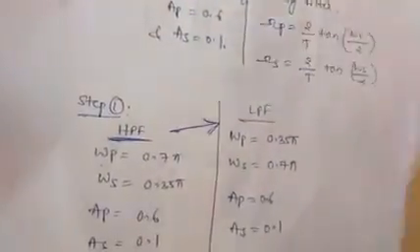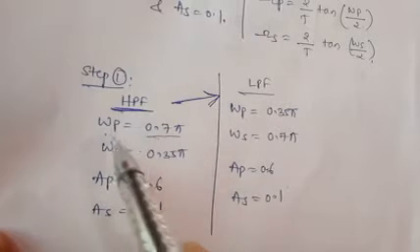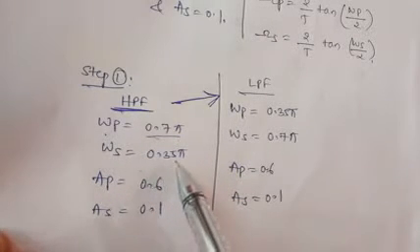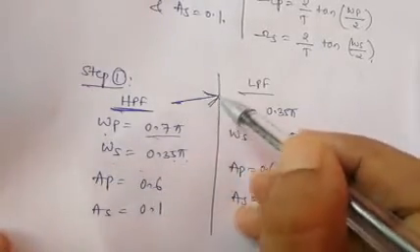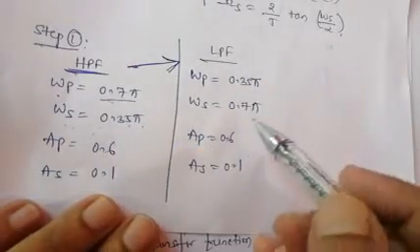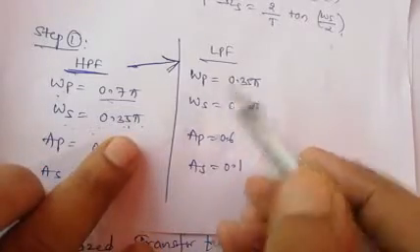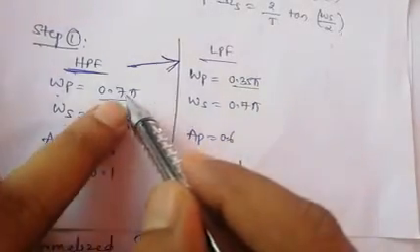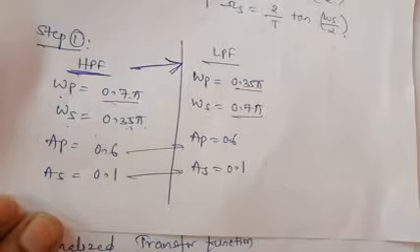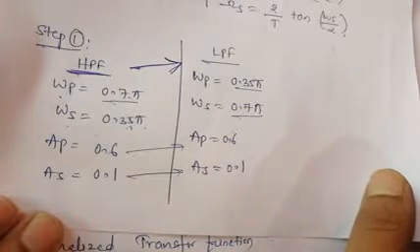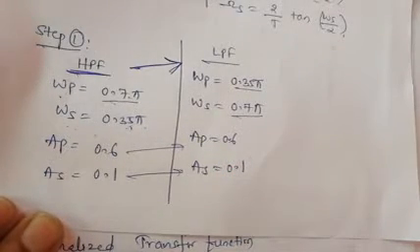Same thing I am writing here. As per the given specifications, 0.7 pi as the pass band edge frequency, 0.35 pi as the stop band edge frequency. While converting these frequency components to low pass filter, these frequencies become changed. So 0.35 pi becomes the pass band edge frequency, and 0.7 pi becomes the stop band edge frequency, but the gain remains the same. Now what we did, we converted frequency components from high pass filter to low pass filter with the help of the concept of analog to analog frequency transformation.